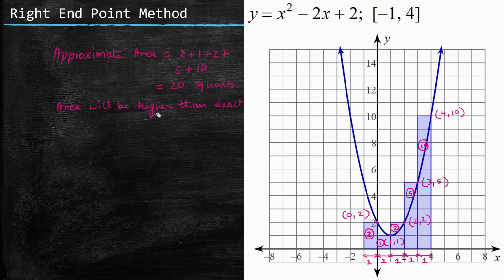And the reason why this area will be higher than the exact area is because you can see that some of the unwanted portions are larger than some of the portions that are eliminated or that are not taken into account. So that's why the area by this method in this problem will be a little bit higher than the exact area. So this is the right endpoint method to calculate the areas.